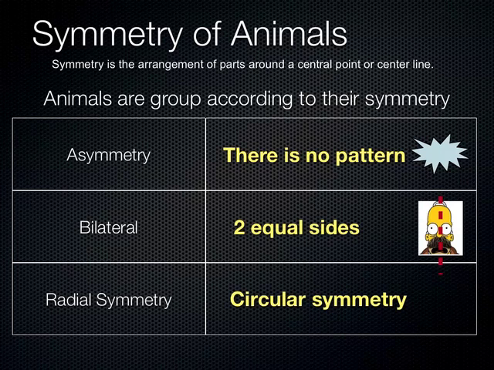And then last, radial symmetry, as in radius of a circle. Radial symmetry is circular symmetry. When the pattern of organization is circular, or like spokes out of a tire. That's a radial symmetry.